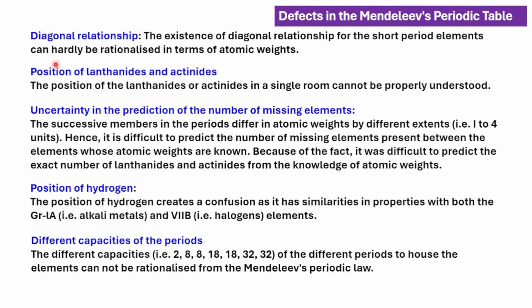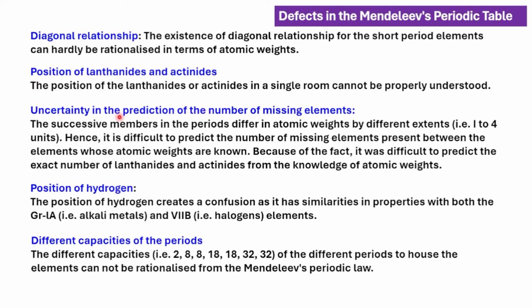Next was the diagonal relationship. The existence of diagonal relationship for the short period elements can hardly be rationalized in terms of atomic weights. This diagonal relationship we will explain in later lectures. Position of lanthanides and actinides. The position of lanthanides or actinides in a single room cannot be properly understood in Mendeleev's periodic table.